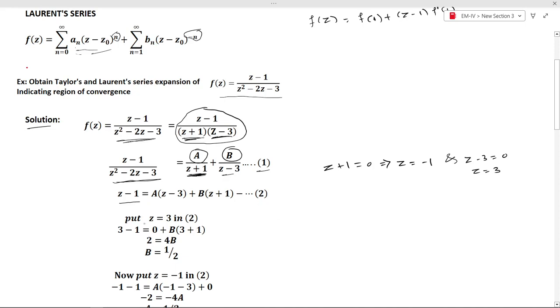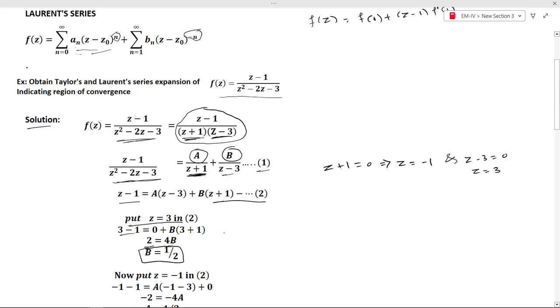So first we'll put z is equal to 3 in equation number 2. When we put z is equal to 3, here you will get 3 minus 1 is equal to, after putting 3 here, a into 3 minus 3 which is 0, plus b into 3 plus 1, which is 4. So 3 minus 1 is 2 is equal to 4b. After solving this, the value of the unknown constant b is 1 by 2.